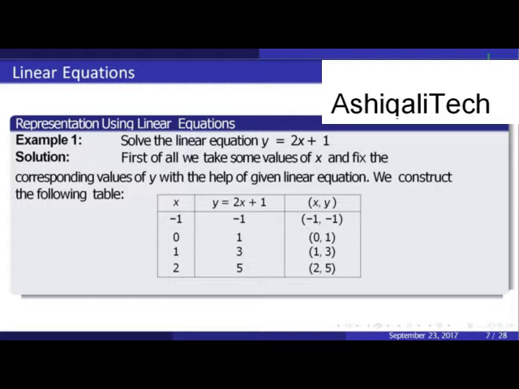For example, if you take x is equal to minus 1, then y is also equal to minus 1. So we get the point minus 1, minus 1. Secondly, if you take x is equal to 0, you get y is equal to 1. So the point will be 0, 1. Similarly, we get two more points that are 1, 3 and 2, 5.